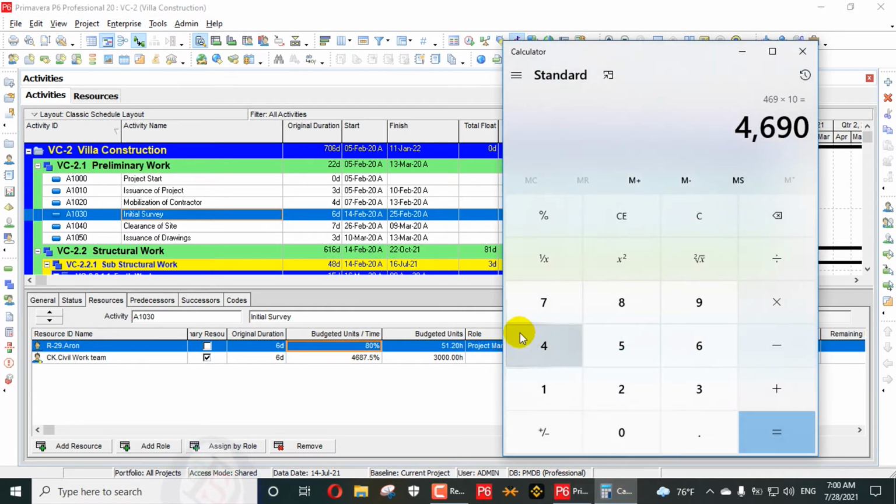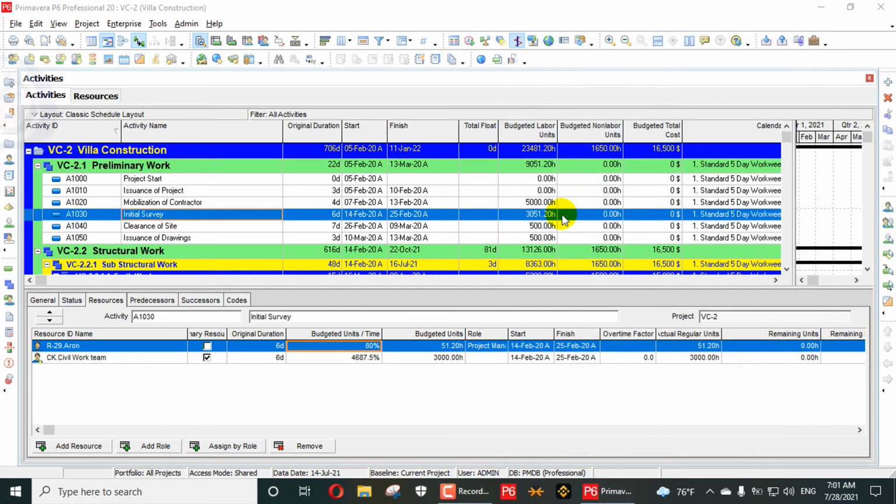So whenever it talks about percentage, you can go easily and take 4687.5 divided by 10. So it's 468 hours per day. To get your man-days, you will divide by 8 if you're working 8 hours. If you are working 10 hours, you will divide by 10. 468.75, you can divide by 10. So you can get your actual man-days.